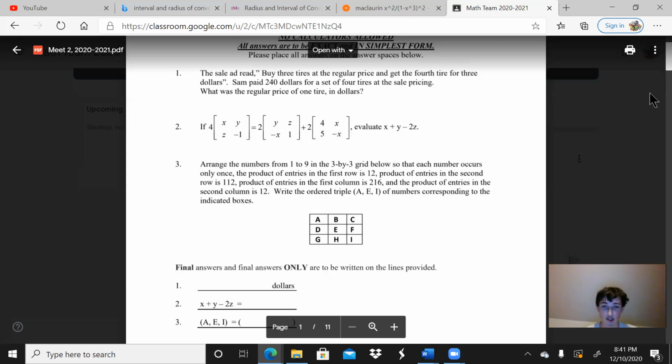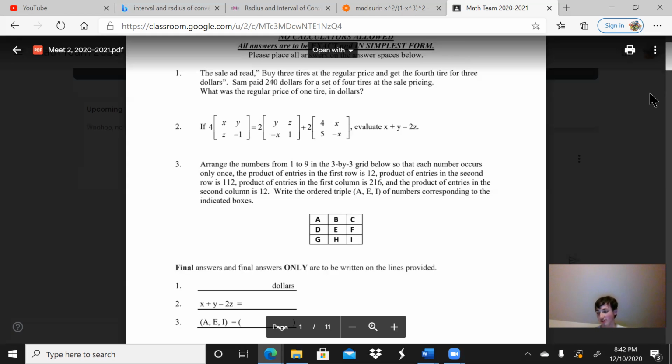I mean, yeah. 3 tires at the regular price, so 3x, plus 1 tire for $3 equals 240 at the sale price. And yeah, you just want one. So it's 79. That makes sense. Yeah, I think I got the second one fine. And the third? Yeah, I'm done. Easy. We'll actually stop the timer right now. And done. So this is round 1. And I'll just put the answers down. 3, 2, 5.